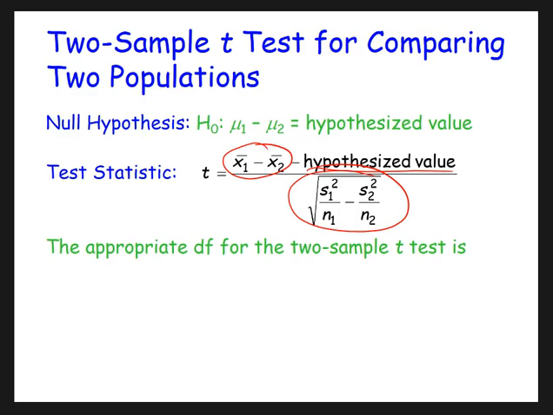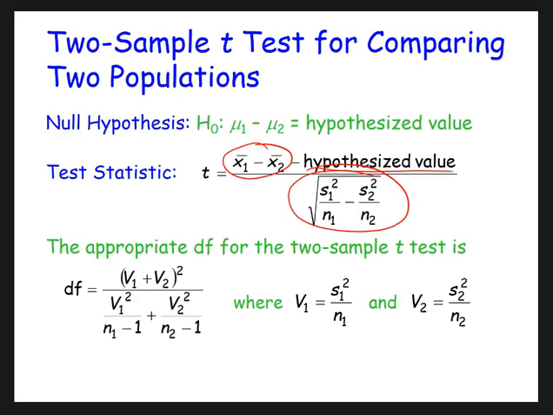So, the appropriate degrees of freedom for a two-sample t-test. This is going to be a little tricky. The degrees of freedom is (v1 plus v2) squared over (v1 squared over (n1 minus 1) plus v2 squared over (n2 minus 1)), where v1 is simply s1 squared over n1 and v2 is s2 squared over n2. In other words, v1 is the standard deviation of sample 1 squared divided by the size of sample 1, and v2 is the standard deviation of sample 2 squared divided by the size of sample 2.